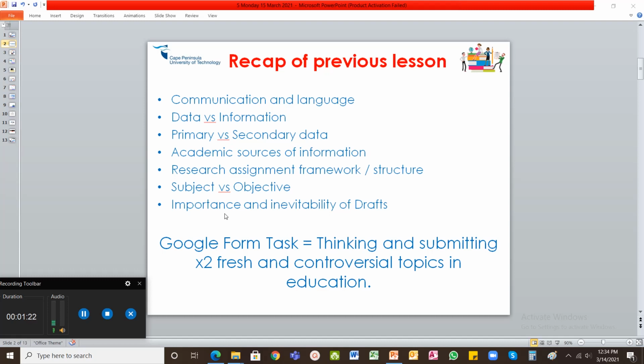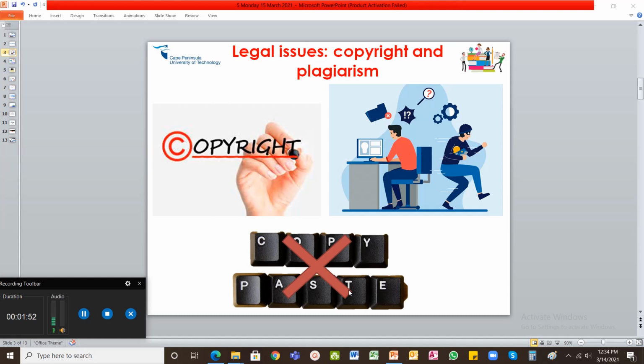And finally, we looked at the importance and inevitability of drafts, and that your first typed assignment is not the perfect one and it needs to go through a review and preview process with spelling check, grammar, removing of unnecessary sentences and facts, and changing subjective to objective before you get your final product. Then last week's assignment: you had to click on the Google form link and provide two fresh and controversial topics in education. Today's lesson, we're going to start off by looking at some legal issues.